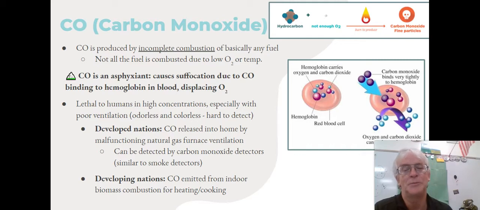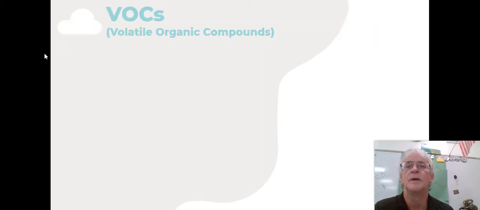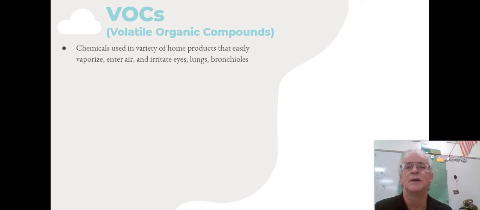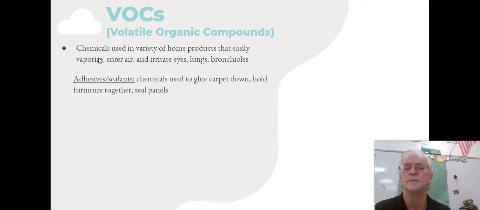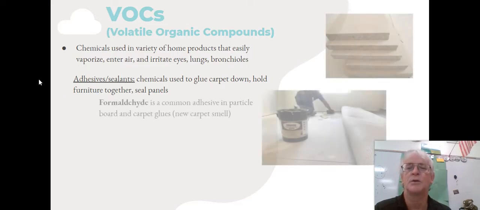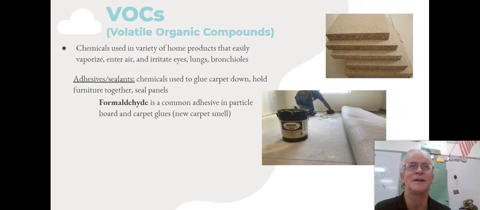In developing countries, it can be anything, biomass combustion that you're using for heating or cooking. Volatile organic compounds: basically, it's a chemical used in any home product or gasoline that easily vaporizes, enters the air, and irritates the eyes, lungs, and bronchioles. For example, adhesives or sealants used to glue carpet down or hold furniture together have volatile organic compounds.